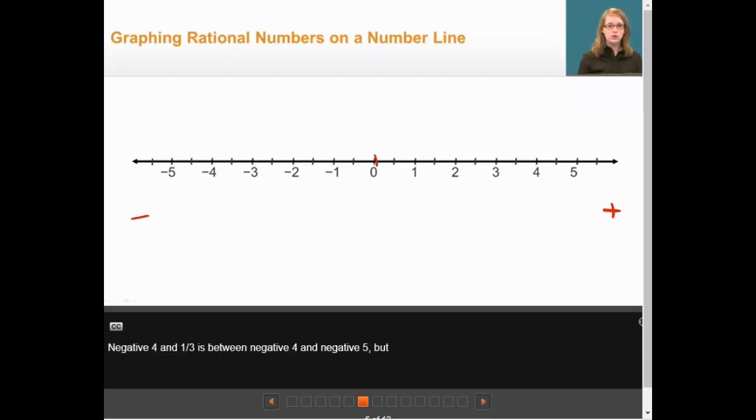Negative 4 and 1/3 is between negative 4 and negative 5, but closer to negative 4. It isn't quite a half, though. This is where we can plot negative 4 and 1/3.